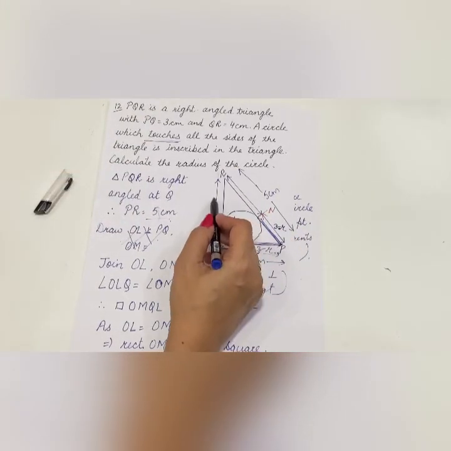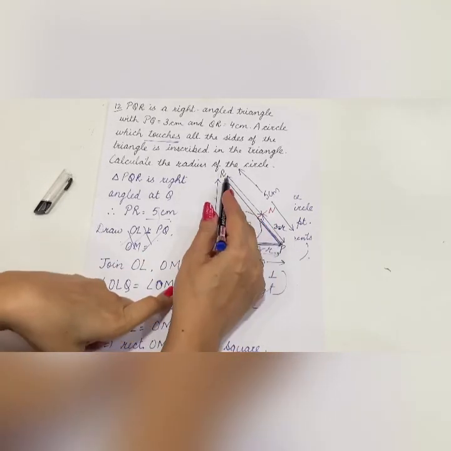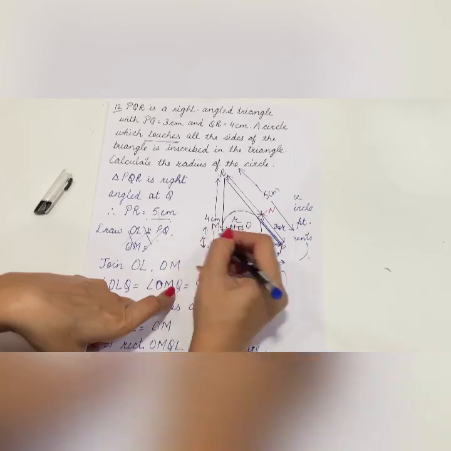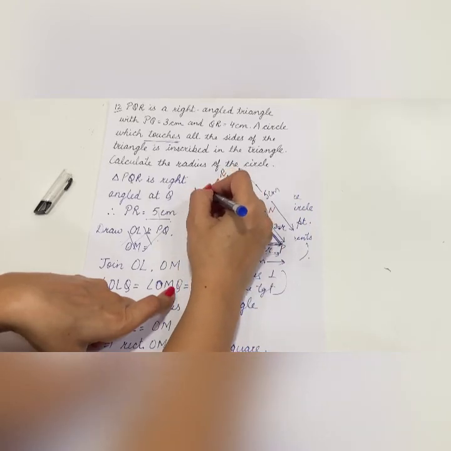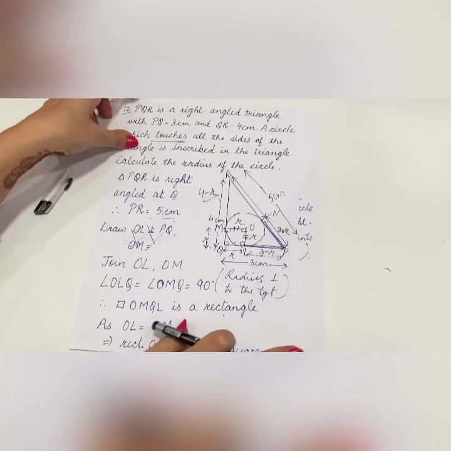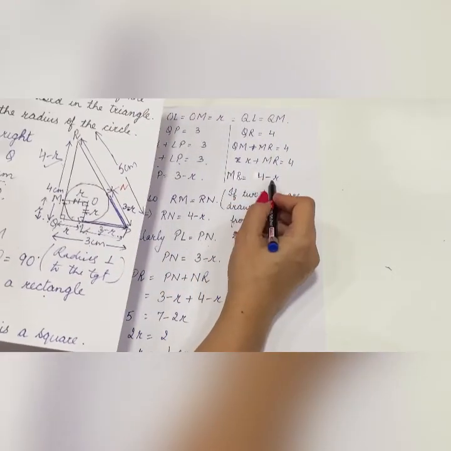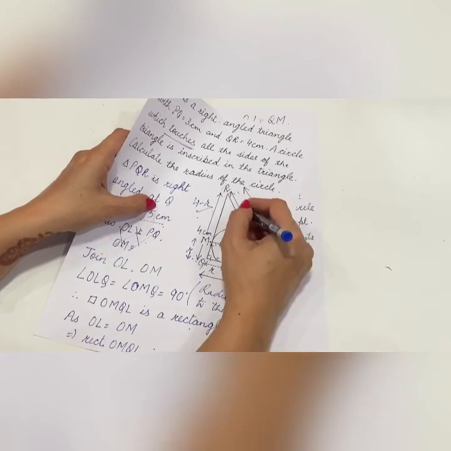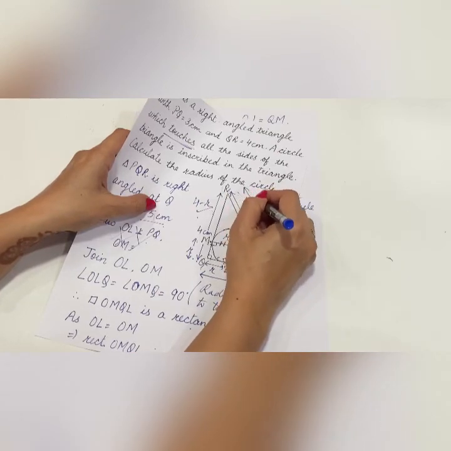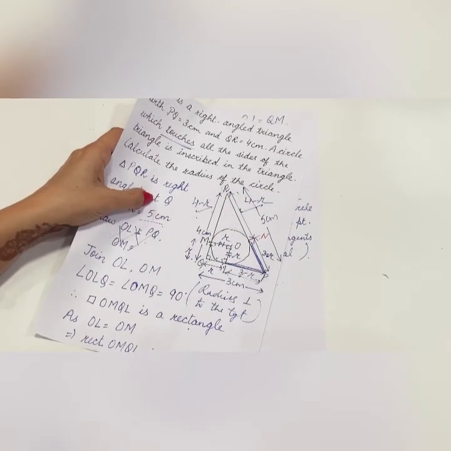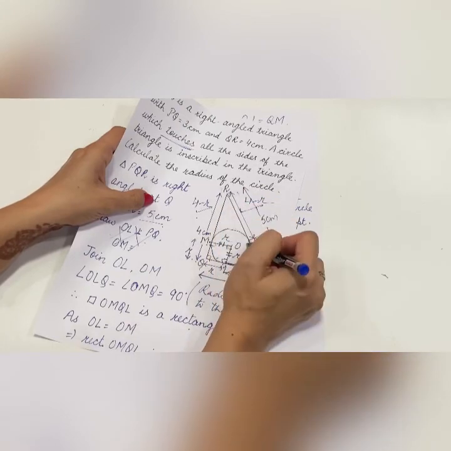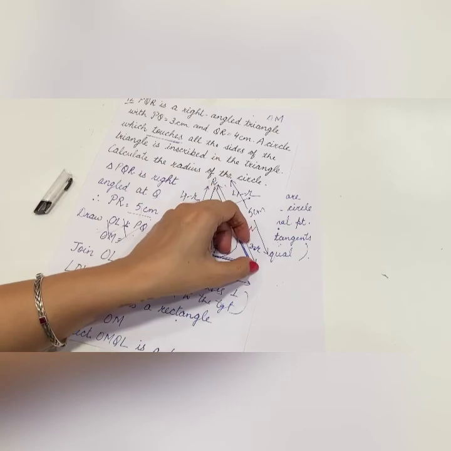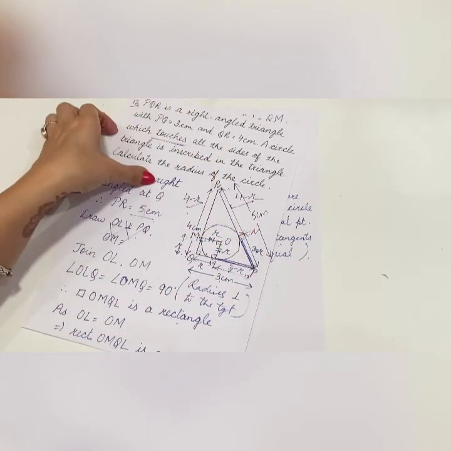Same concept we are going to use here also. If MQ is equal to R, so the remaining will be 4 minus R. I have solved it here. The remaining RM is equal to 4 minus R. Now this RM is equal to RN. This is also equal to 4 minus R. Again the same reason, from R these 2 tangents are drawn, therefore they are equal. Now this is 4 minus R, this is 3 minus R, and this total is 5 centimeters.